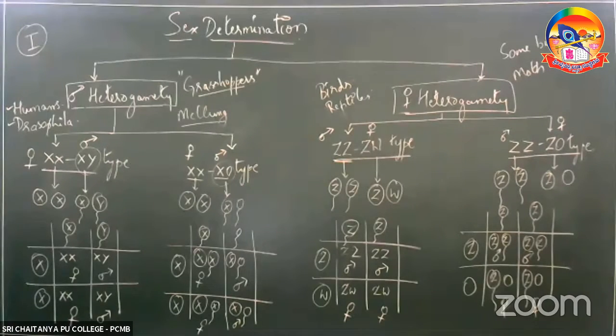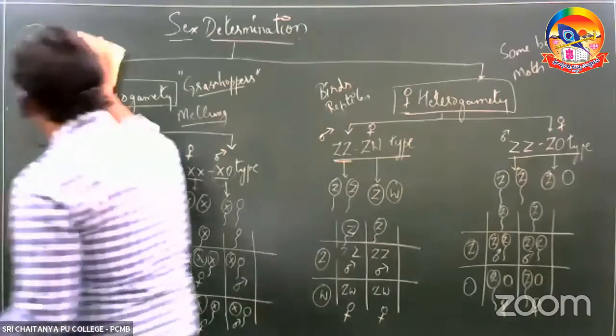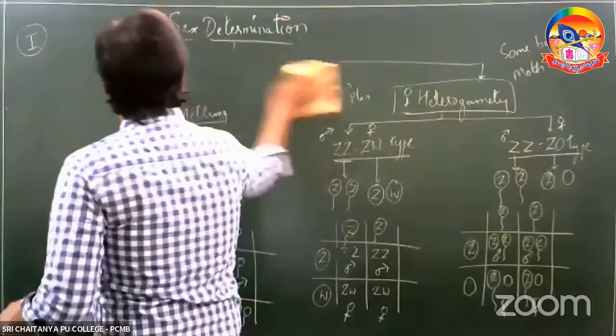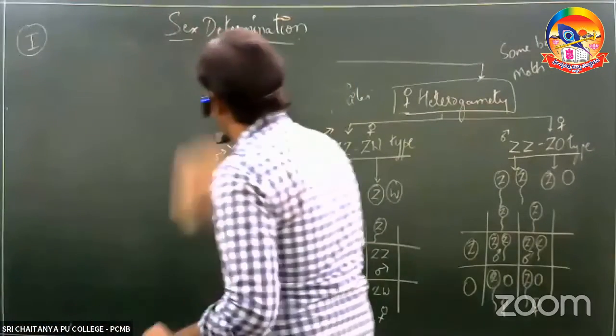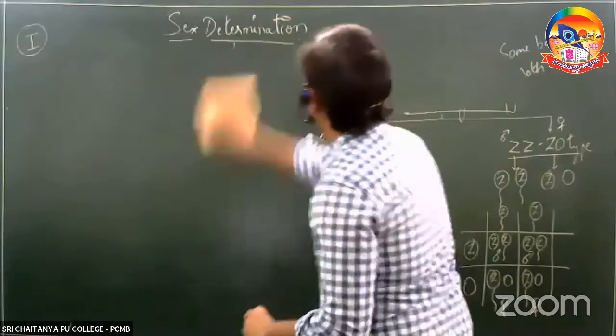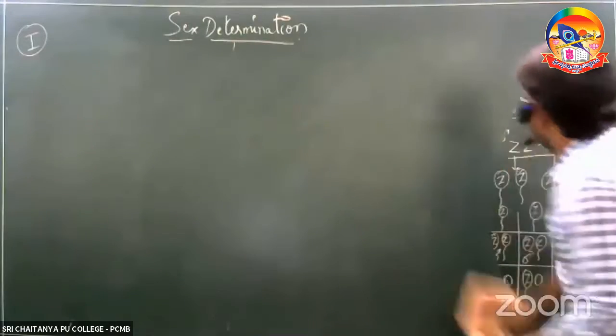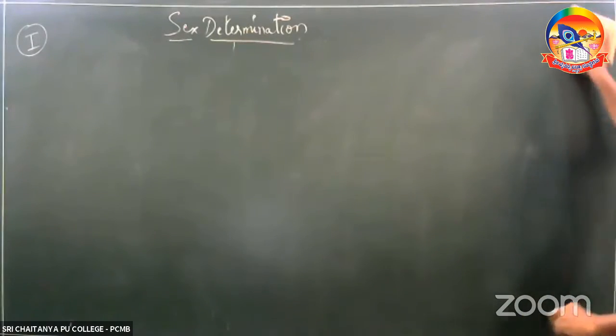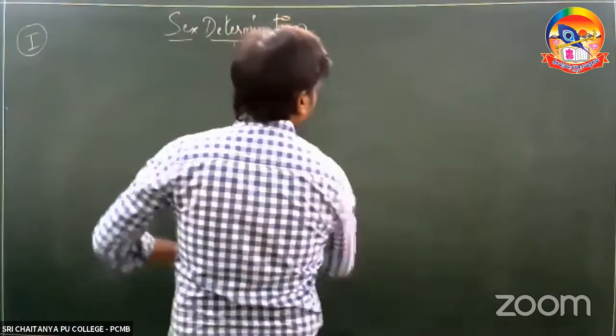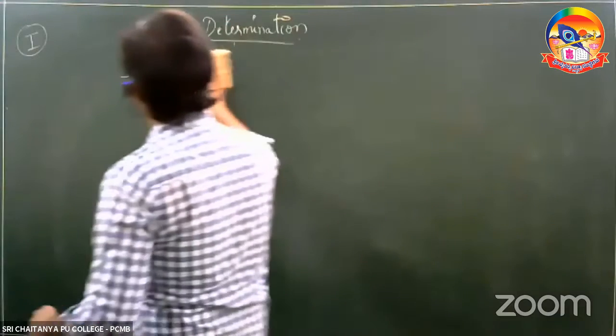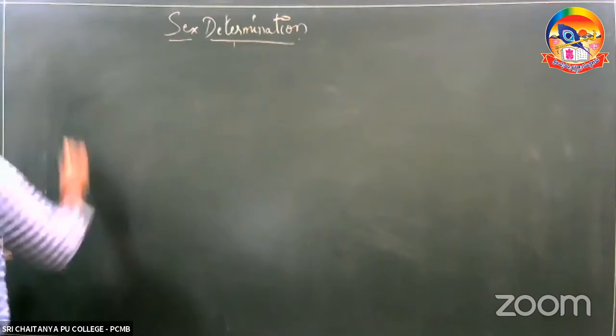The second type of sex determination we'll be taking up is with regards to Drosophila, as I've already told you. So in Drosophila, there are two different types of sex determination happening. One type is the chromosomal basis of sex determination, that is based on the XX and XY type of sex determination. That is one way sex determination occurs in Drosophila.